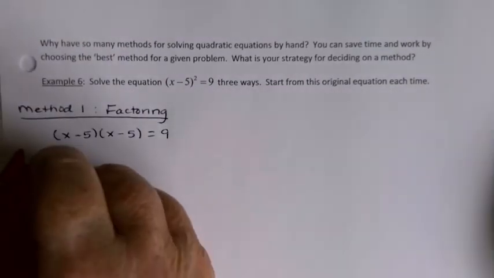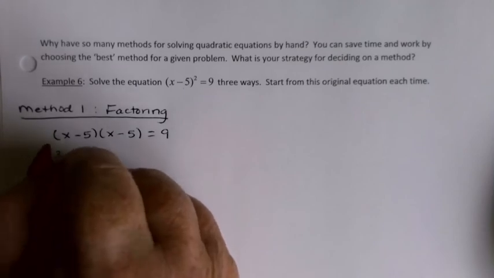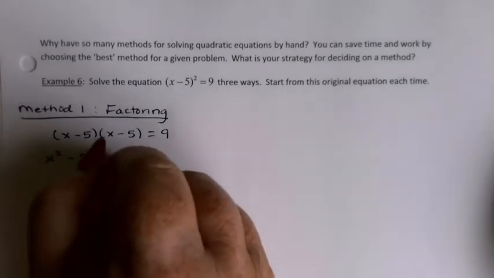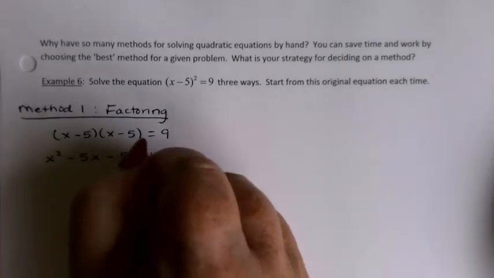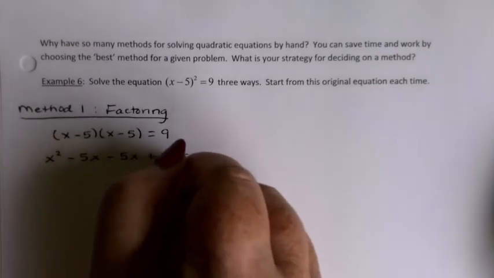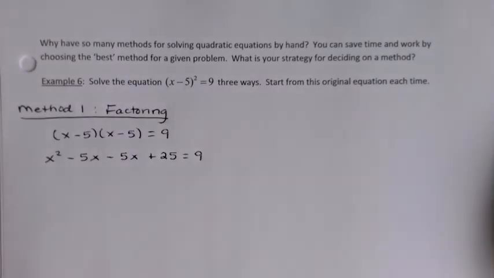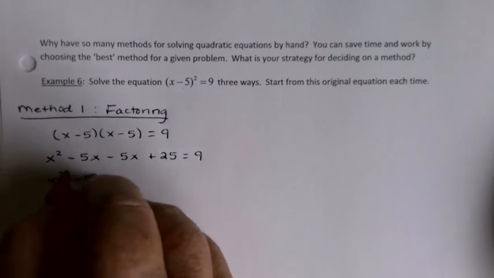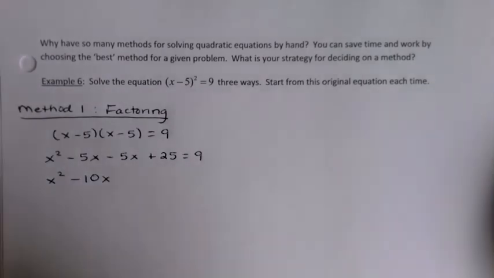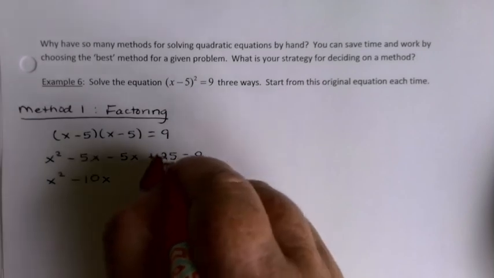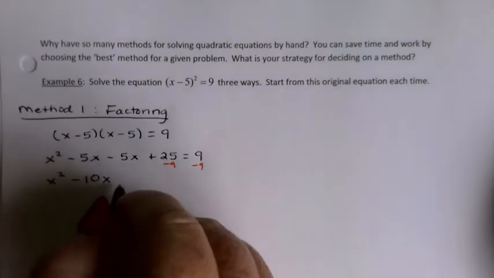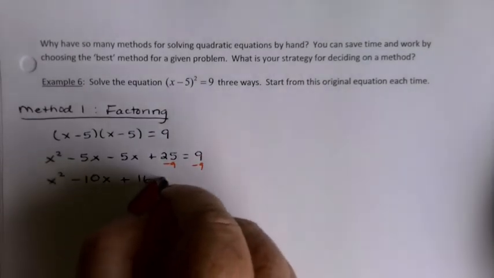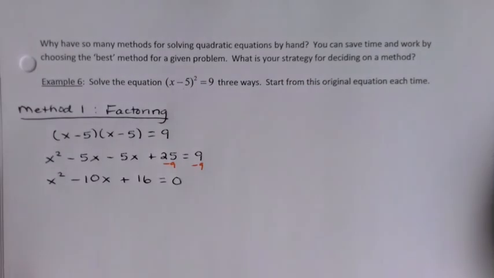So that's going to give me x squared minus 5x minus 5x plus 25 equals 9. Or x squared minus 10x, and I'm just going to go ahead and subtract the 9 right now, plus 16 equals 0.